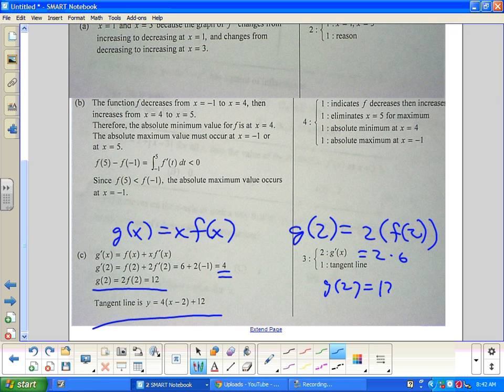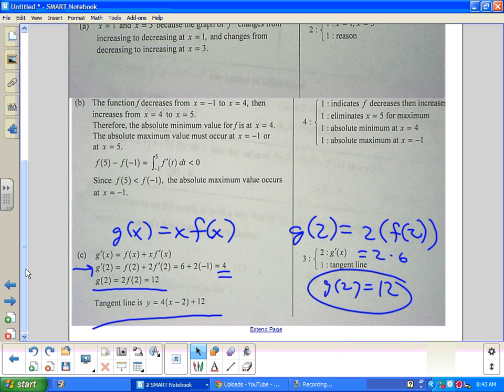That is your point. How do you get the slope? You get the slope through the derivative. You get 2 points for 4. If you show g prime of 2 equals 4, give yourself 2 points. If you found g of 2 is 12, you can find the equation of the tangent line, which is worth a point. This is always worth 9 total. We'll review this again on Monday.